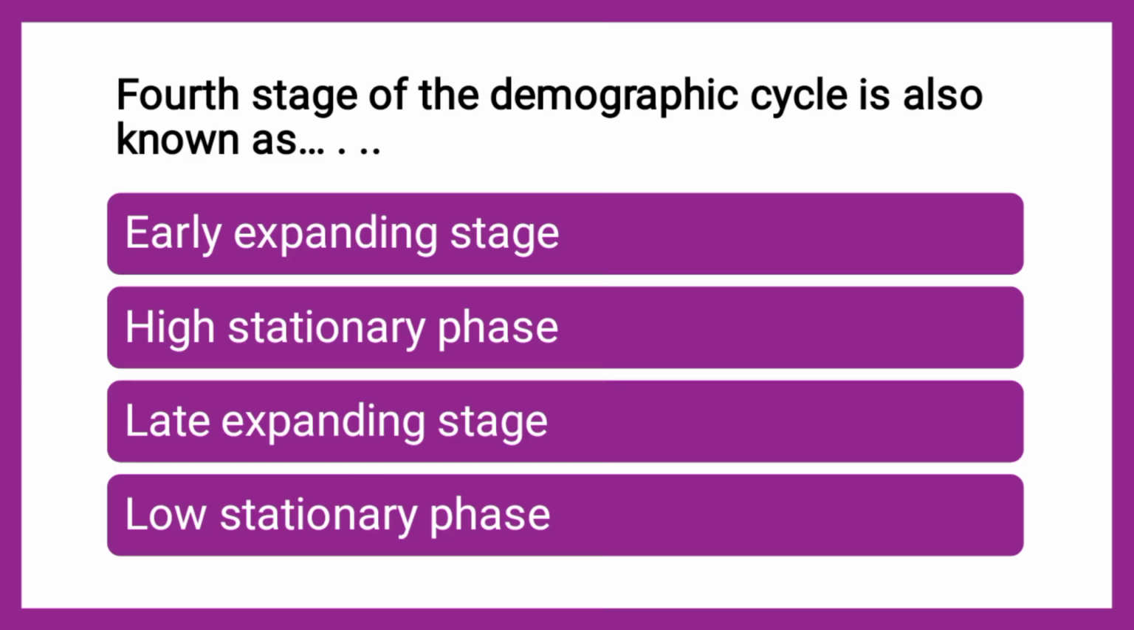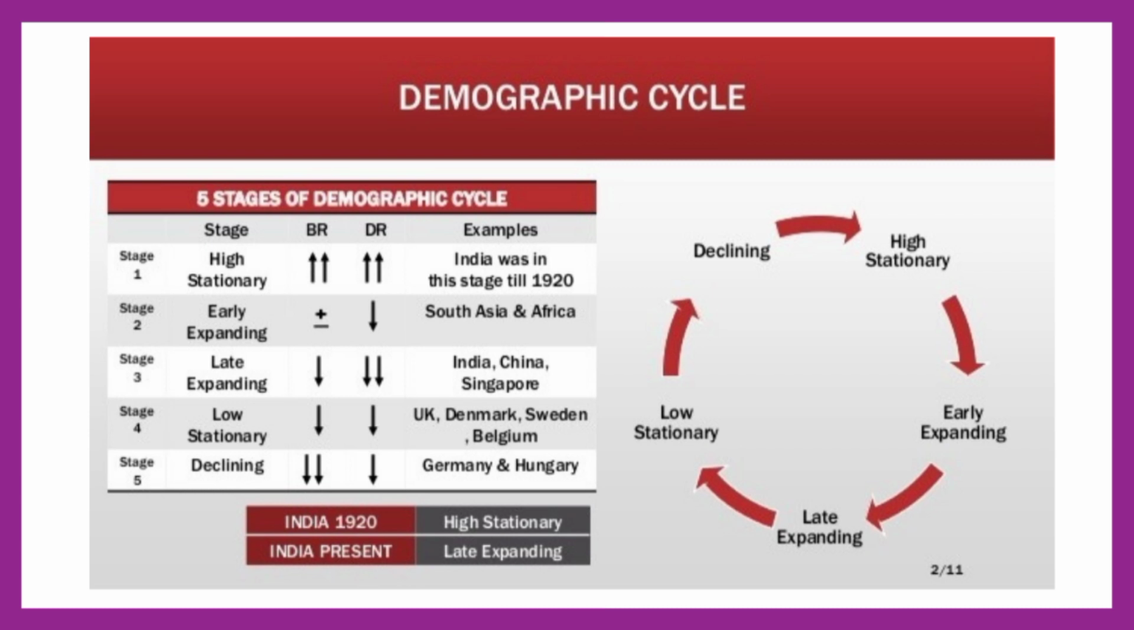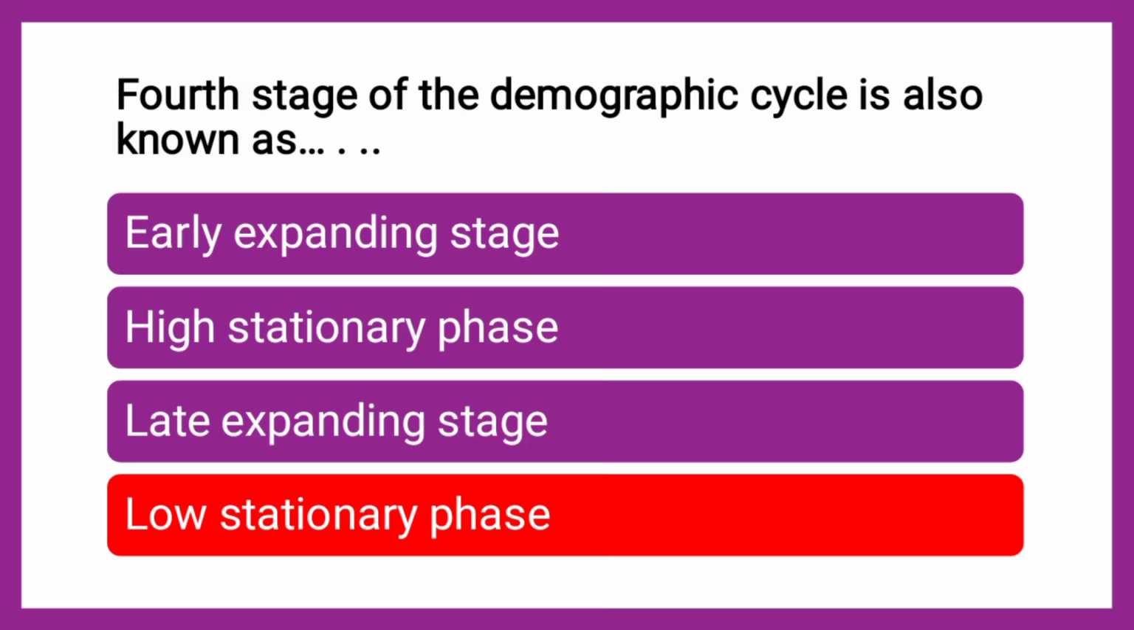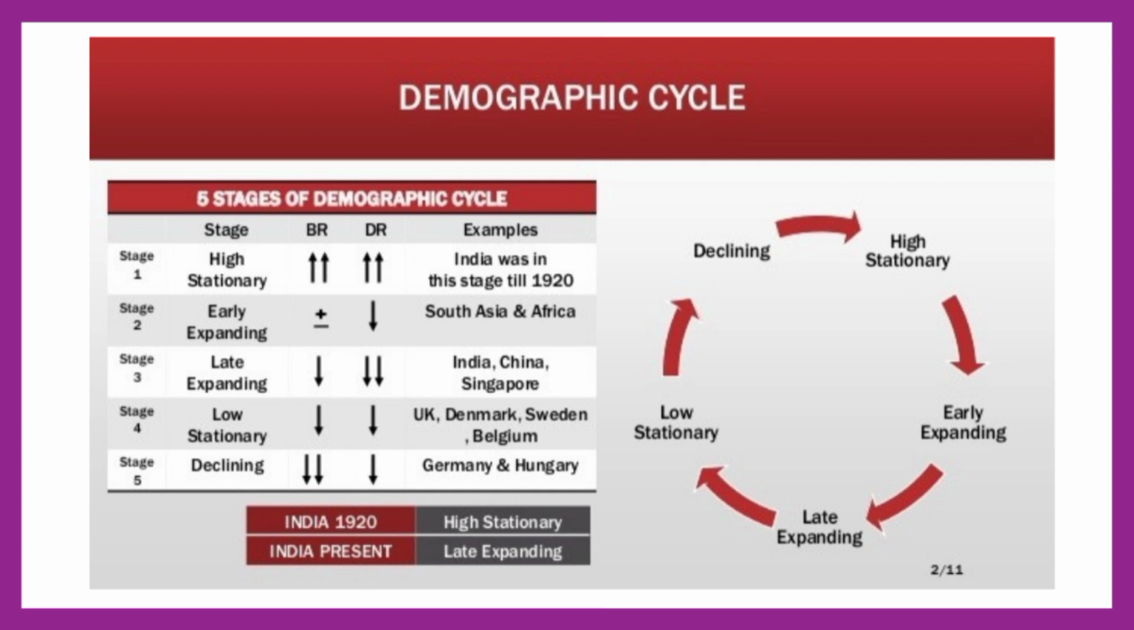Next question is, the fourth stage of the demographic cycle is also known as dash. Whether it is known as early expanding, high stationary, late expanding or low stationary, the correct answer is low stationary stage. Now, why is it known as low stationary stage? As the word suggests, low stationary means it is constant like the first stage, but the first stage was high stationary. The population is constant, so birth rate is high, death rate is also high because it is high stationary.